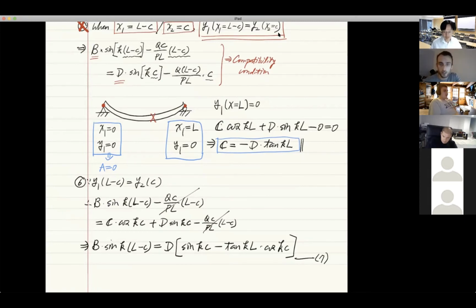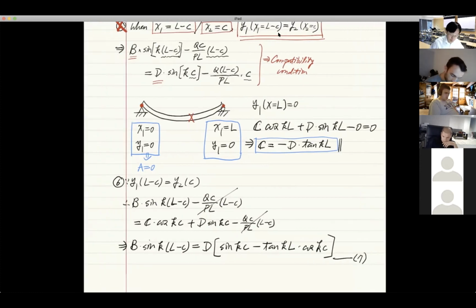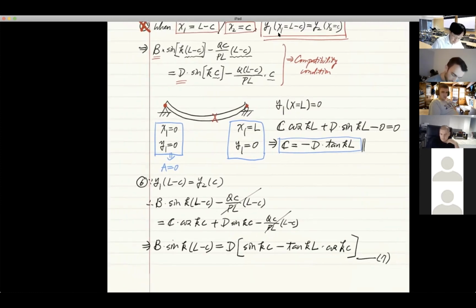Is the last element Kc, cosine Kc? Mm-hmm. You can plug in here simply by replacing this C here with this. Then you can get this expression.